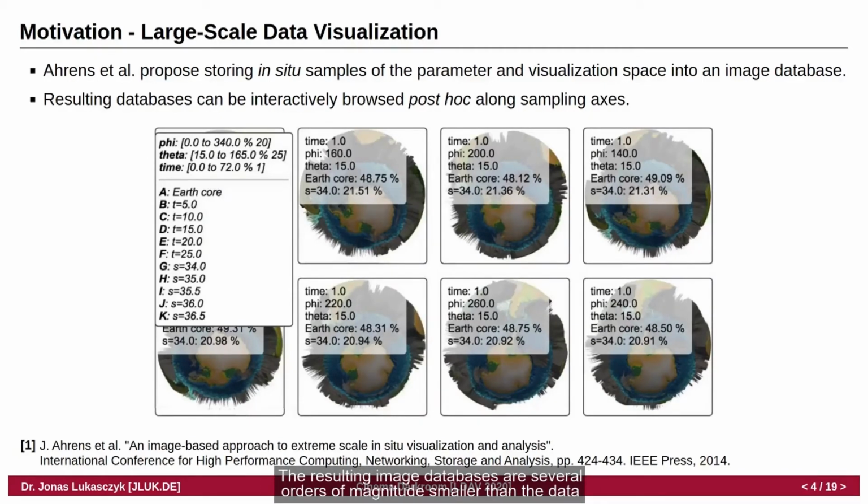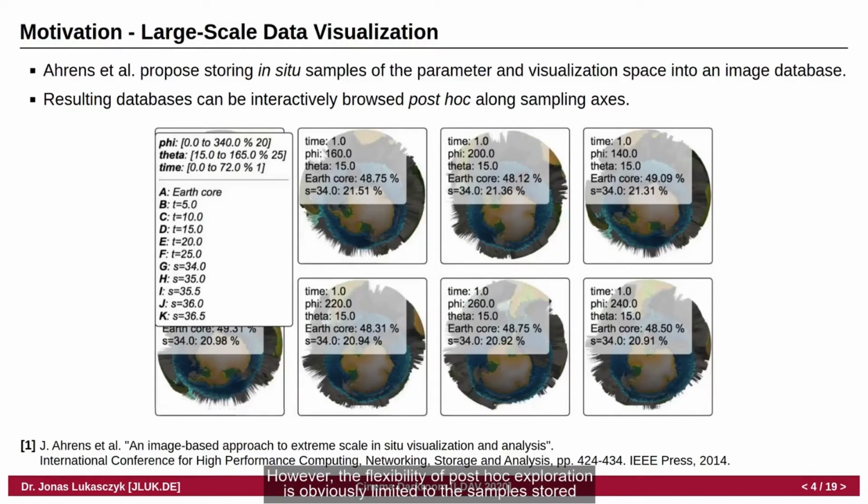The resulting image databases are several orders of magnitude smaller than the data they are derived from, and they can be interactively browsed post-hoc along the sampling axes. Cinema database explorers, such as the one shown here, can therefore emulate real-time interaction with datasets of any size by simply snapping to the next available sample point.